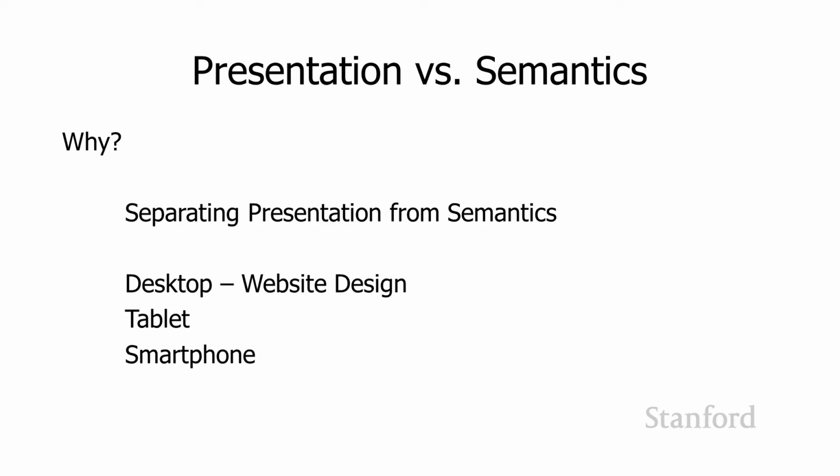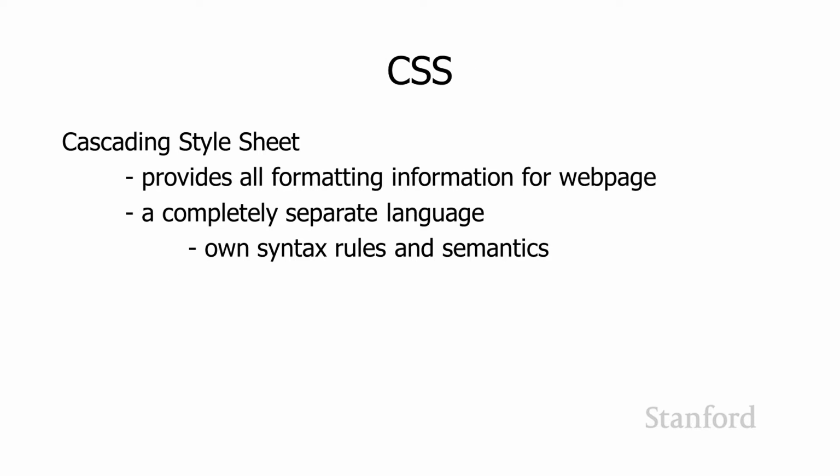I think even more importantly today, we need to remember that there's different presentations for our website depending upon the device it's appearing in. So we still have the same semantic information. That's a paragraph, that's a list, that's a table, but exactly how it's going to appear will depend on whether or not the user is visiting our website on a desktop machine, on a tablet, or a smartphone. We'll see more of this as the quarter goes on. Basically, the cascading style sheet provides all the formatting information for the web page.